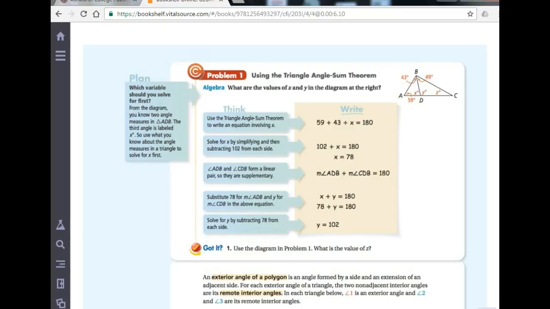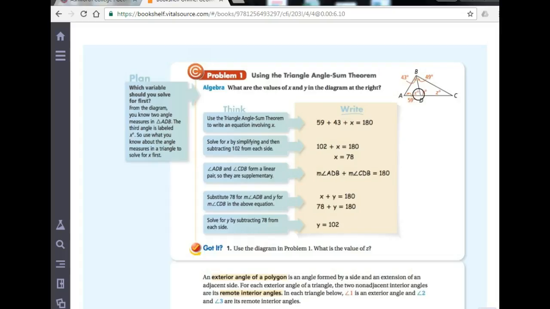It says here that we're looking for the value of x and y in this particular diagram. So when we look at this picture right here, we see one big triangle that's actually been split in two, so we have two smaller triangles. Now, if we're looking for x and y here, let's concentrate just on this small triangle. And what we're going to see here is this one is 59 and this one is 43.